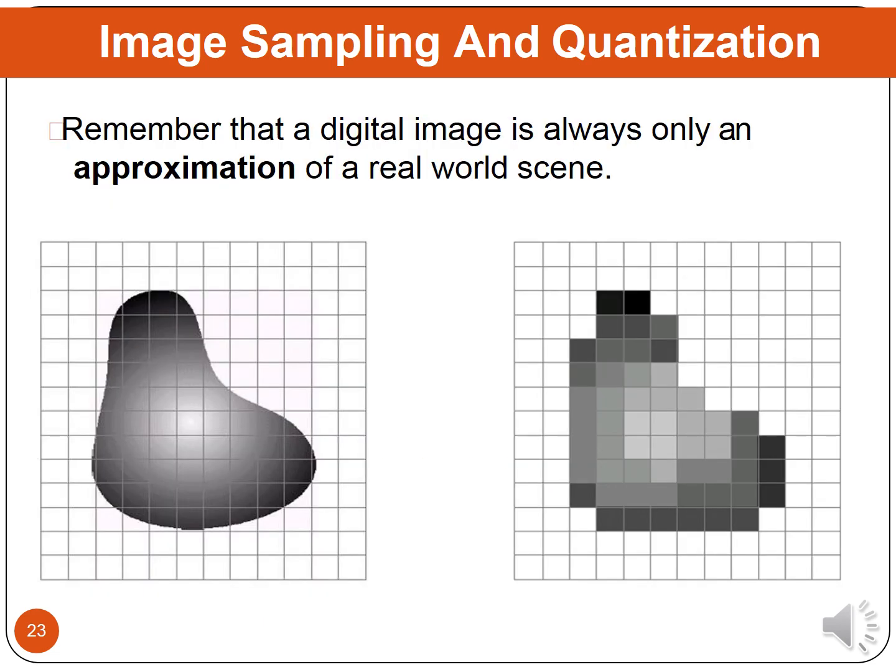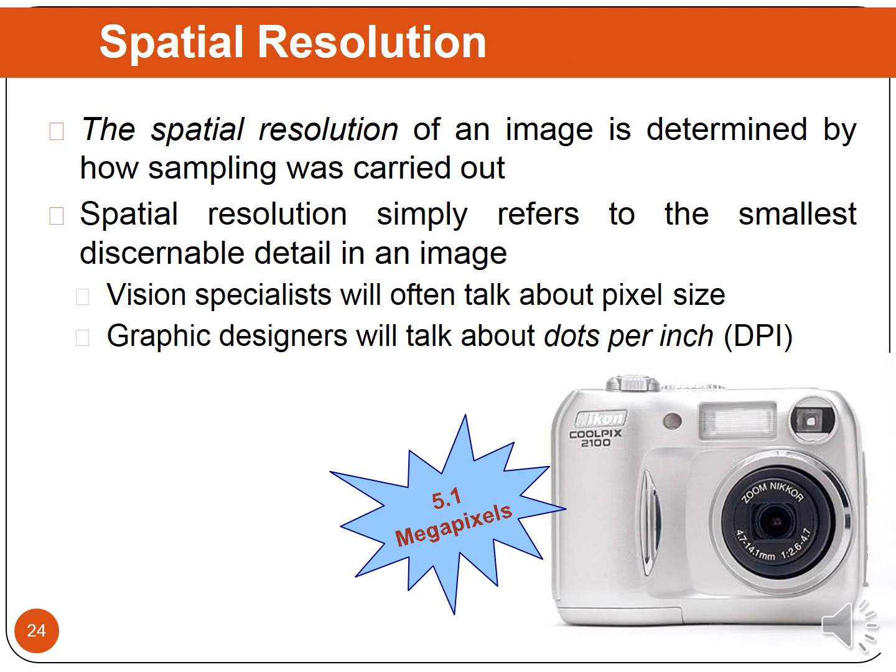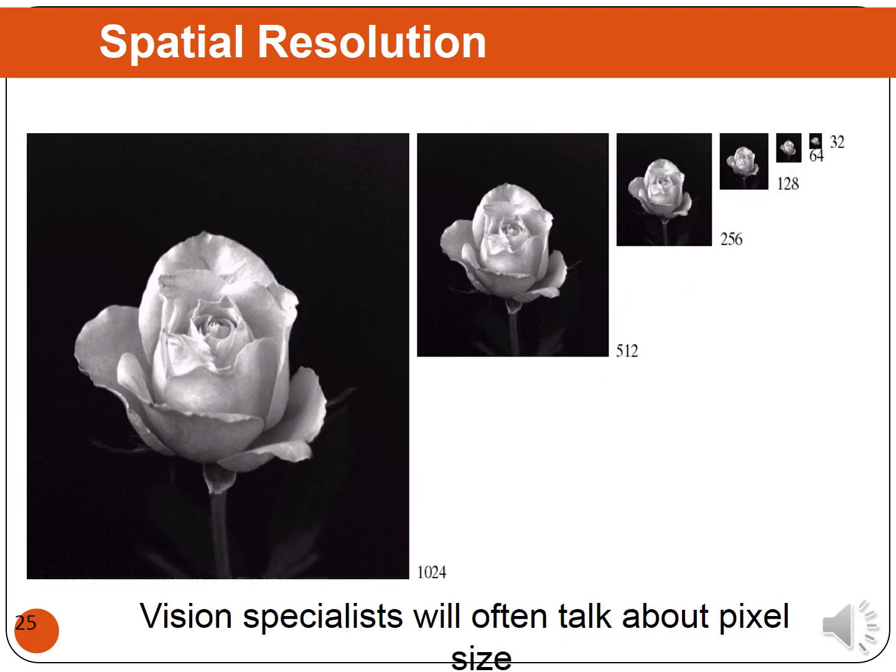So the final output of the quantized image will be obtained like this. For this particular analog image, we have obtained the output image like this. So the next point is spatial resolution. The spatial resolution of an image is determined by the smallest discernible detail present within an image. Graphic designers use the term dots per inch, that is DPI. So you can see this example.